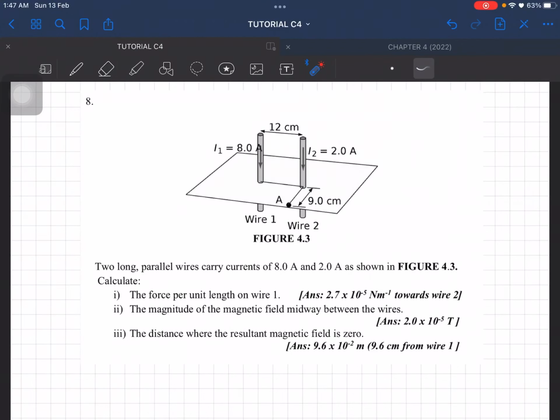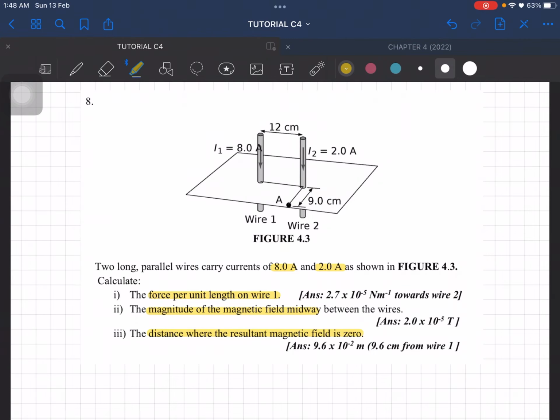Question 8. Two long parallel wires carry currents of 8 ampere and 2 ampere. We have to calculate the force per unit length on wire 1, the magnitude of the magnetic field midway between the wires, and the distance where the resultant magnetic field is 0.